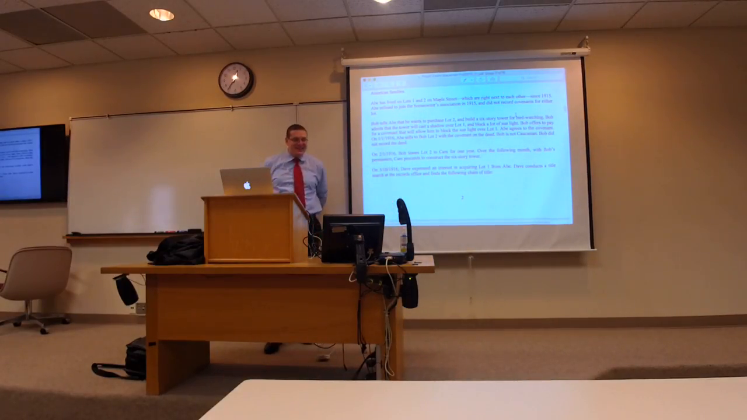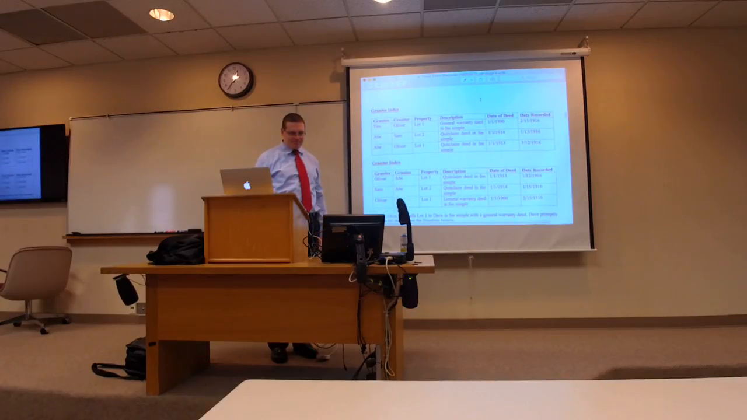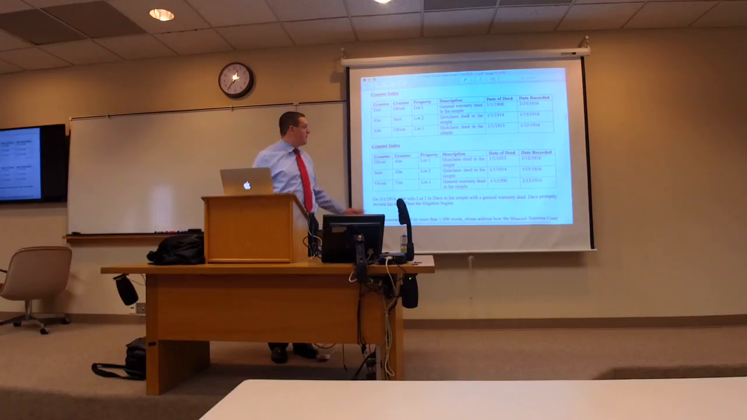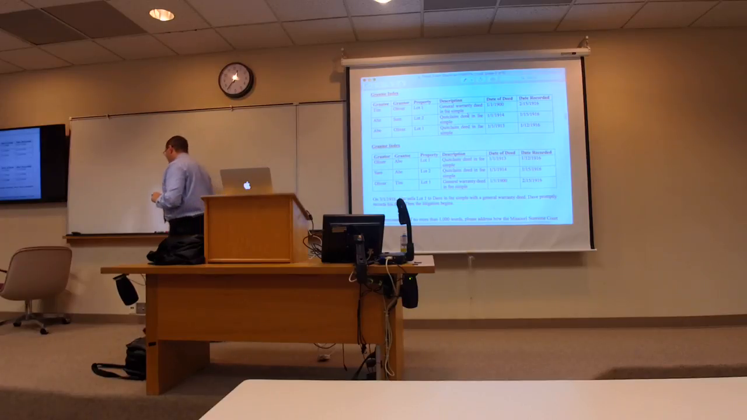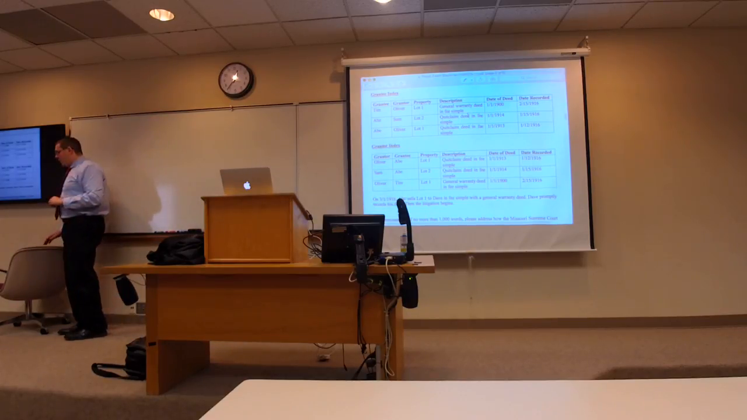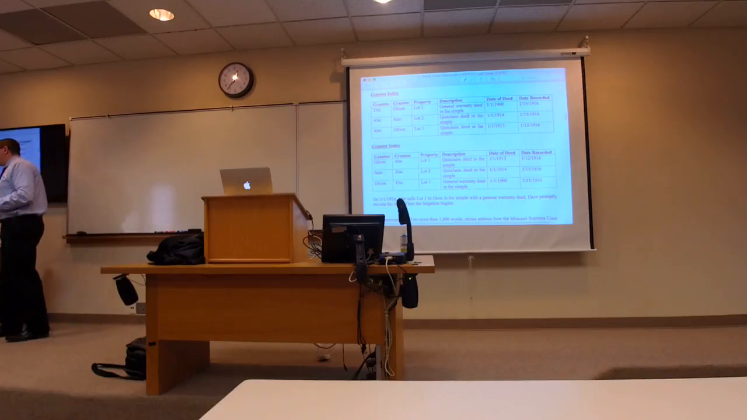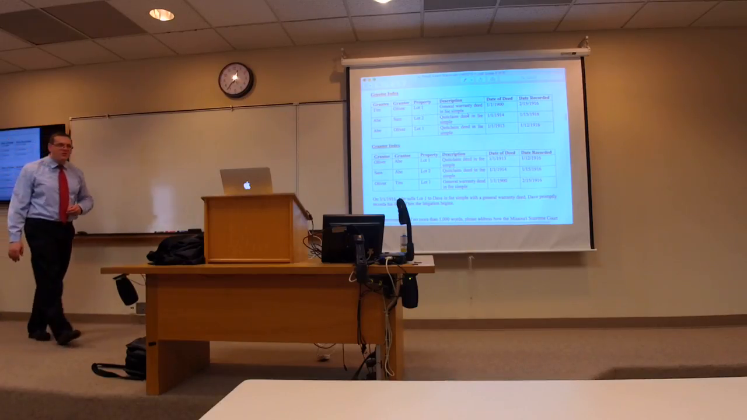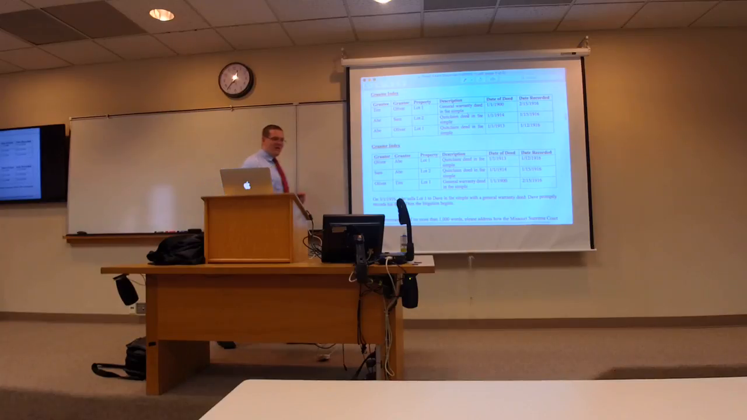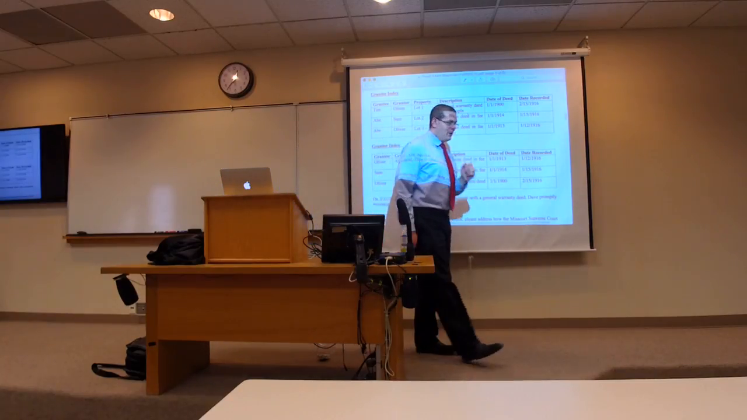Next month, on March 10th, 1916, Dave expressed an interest in acquiring lot 1 from Abe. Dave does a title search at the records office and finds the following chain of title. So what I tried to do here, and I think I've done this once before, was give you a simulated chain of title that's not too insane, but that could maybe give you a couple of difficulties.